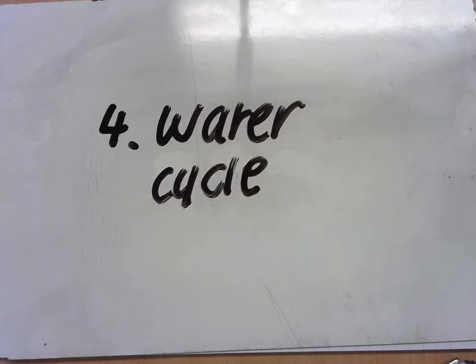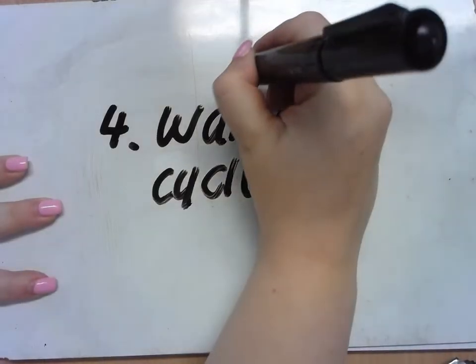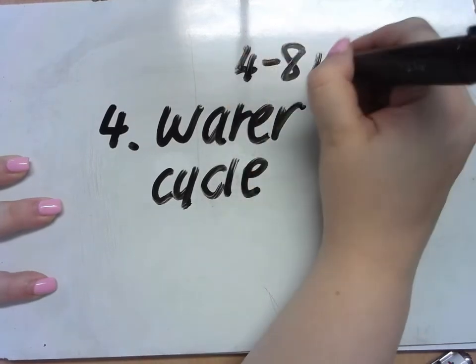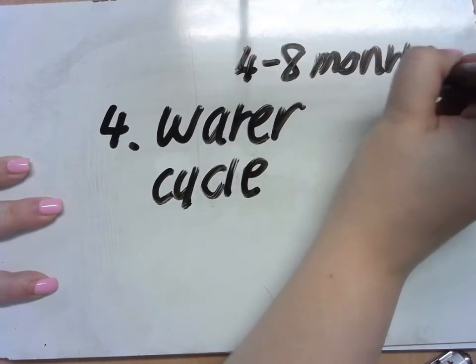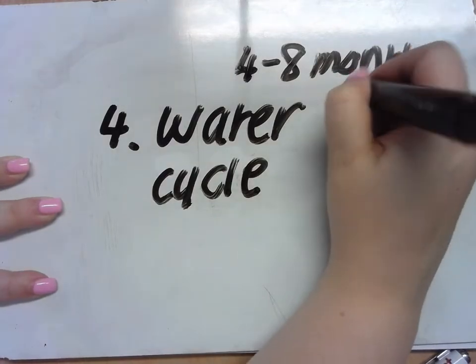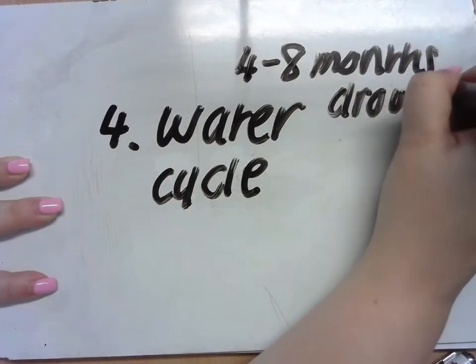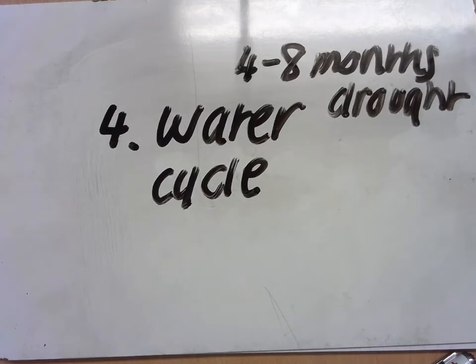Right, I did get a little bit carried away then, and I did the carbon cycle as number 3. So number 4 now, the water cycle. Nice and simply for the water cycle, 4 to 8 months of the year the Savannah Grassland is in a state of drought. So there is not a lot of water stored in the Savannah Grassland, because it's in a state of drought and there isn't a lot of rainfall happening.